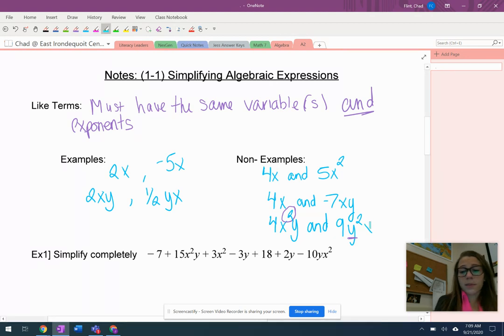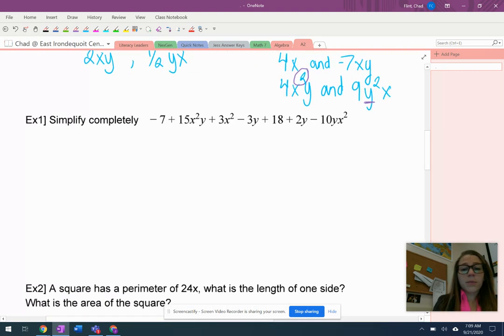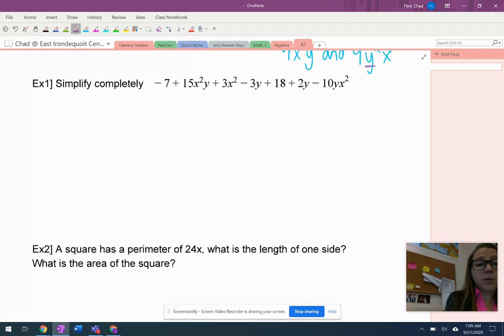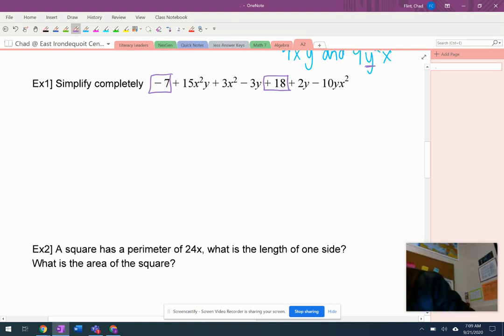Okay, let's take a look at some examples. Example 1 is asking us to simplify or combine like terms. So I'm looking for the ones that are the same variables and the same exponents. I'm seeing a negative 7 as just a number, a constant, and I'm going to go with the positive 18. So negative 7 plus 18 is 11.